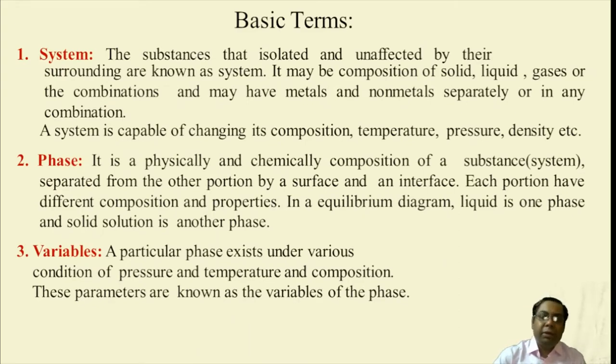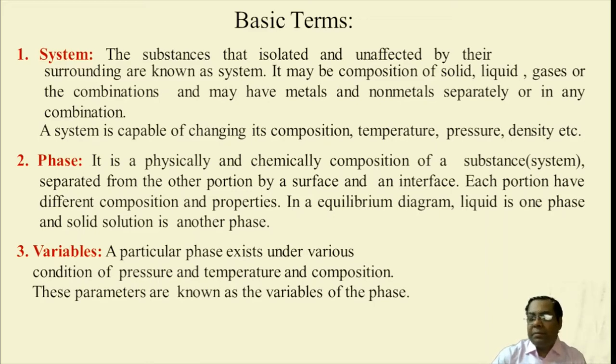Now, whenever we discuss the phase diagram, some basic terms will appear which we must know. Number one is system. What is a system? A system is the substance or substances that are isolated and unaffected by their surroundings. It may be a composition of solids, liquids, gases or combinations, and may have metals and non-metals separately or in any combination of them all. A system is capable of changing its composition, temperature, pressure, density, etc.